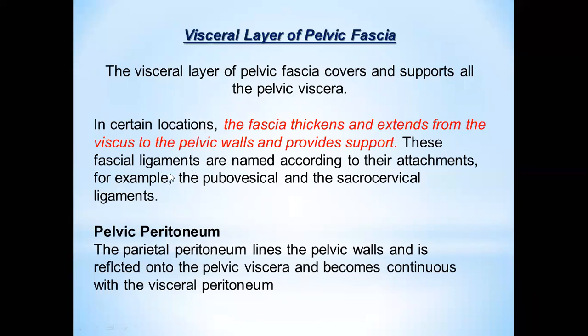These fascial ligaments, when they become thick, are named according to their attachment. For example, the pubovesical and the sacrovesical.